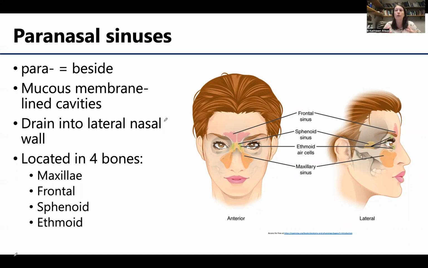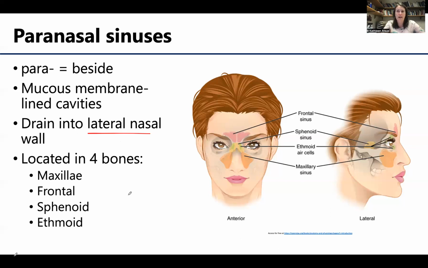If you had maxillary bones that were completely filled with bone, that would be much heavier than what we actually have. And these will all drain into the lateral nasal walls. So all these sinuses will drain into the lateral nasal walls, closely associated with those nasal concha. And they're going to be located in 4 major bones.